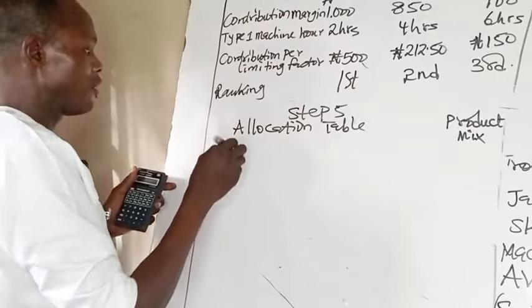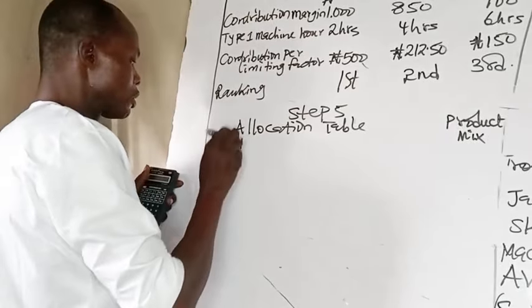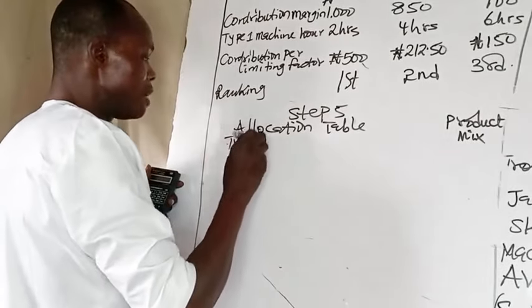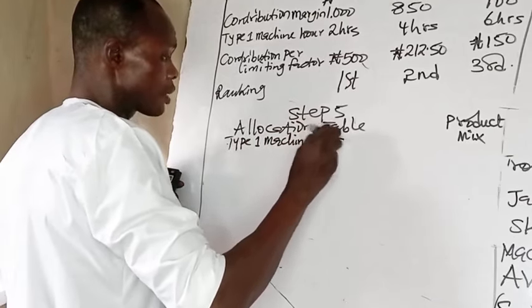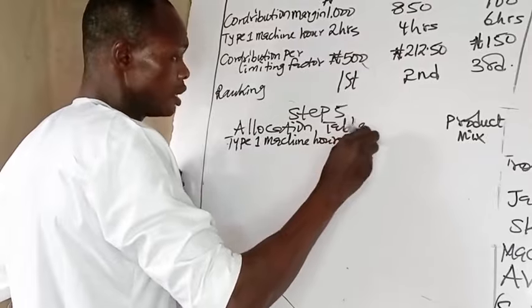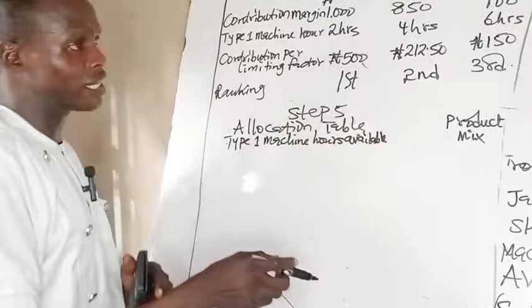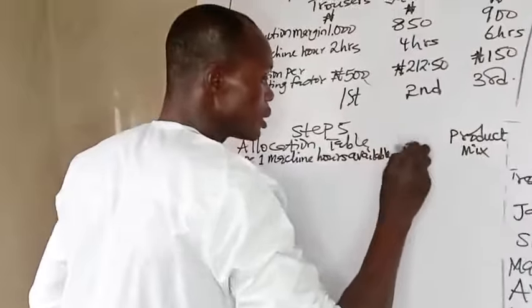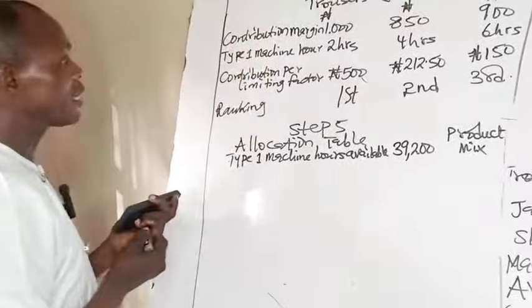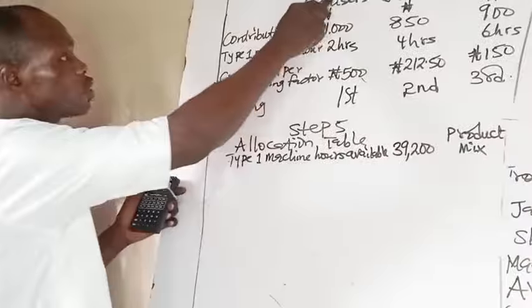So we have type 1 machine hours available. The available type 1 machine hours is 39,200. The product that is ranked first is trousers.